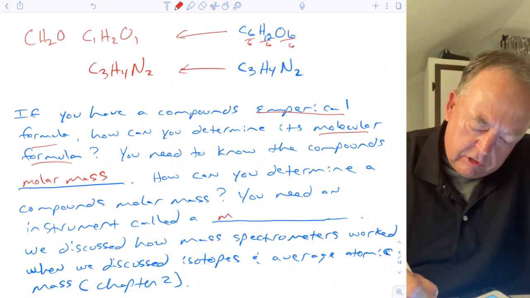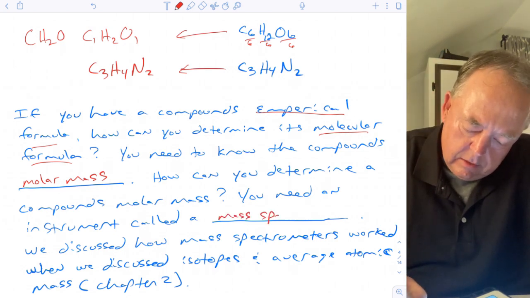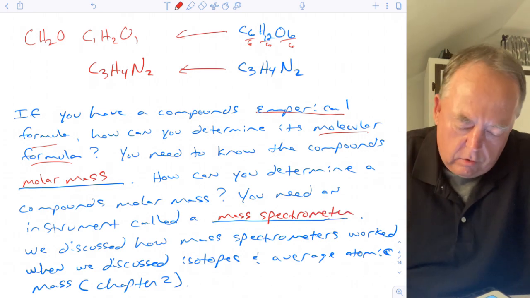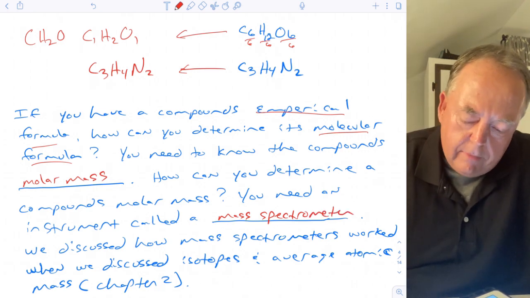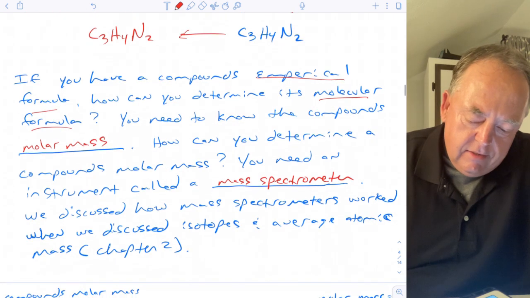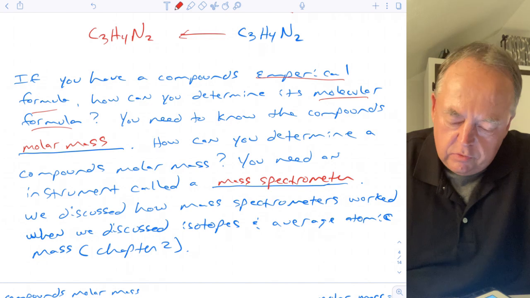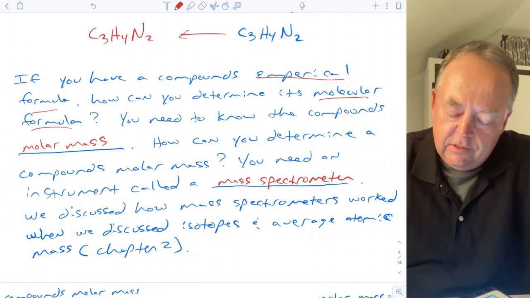So you need an instrument called a mass spectrometer, right? We have several mass spectrometers in the department. Cheap ones cost $20,000 to $30,000. The most expensive one cost about $400,000 to $500,000.